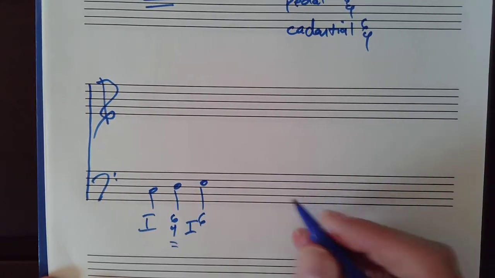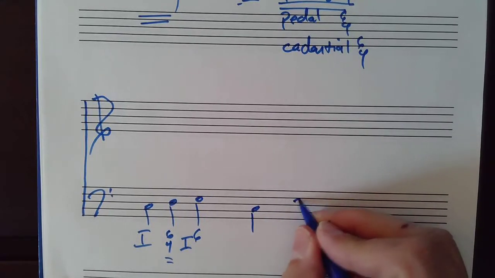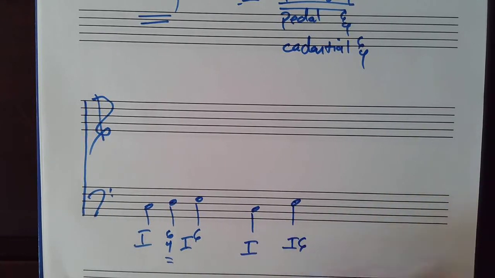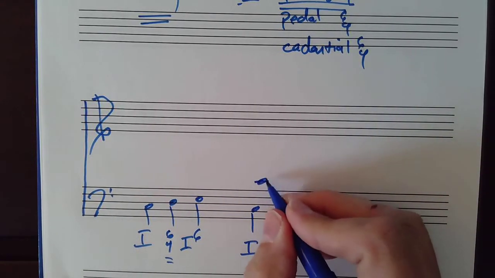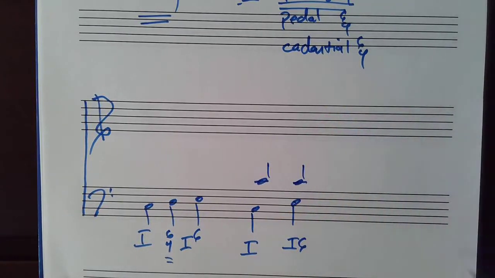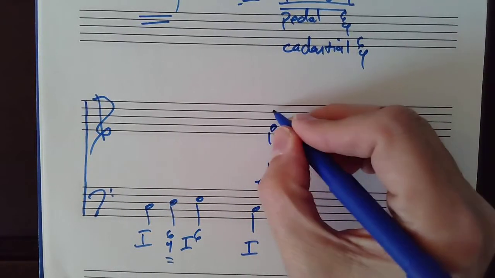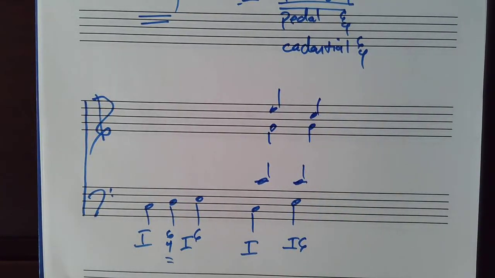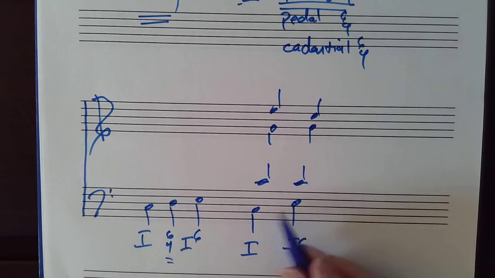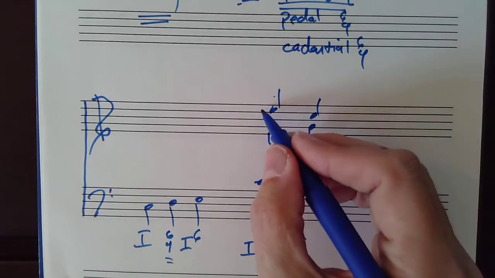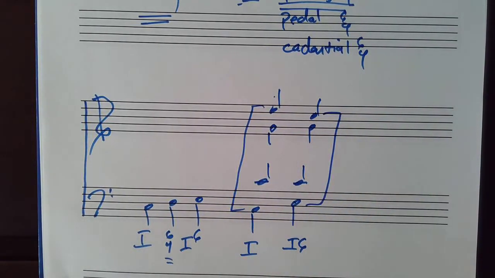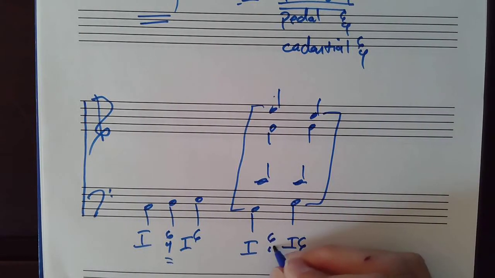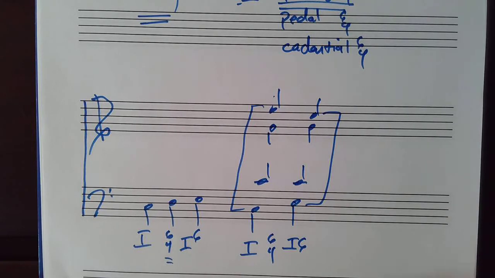Do you remember when I talked about moving from 1 to 1/6, how we might use what's called a voice exchange? And I'm going to do that right here. So for the voice exchange, the bass moved from C to E. At the same time, the soprano moved from E to C. So these pairs of pitches swapped notes. So a passing 6/4 fills this in with connecting notes.